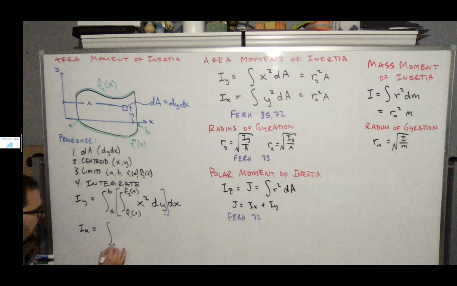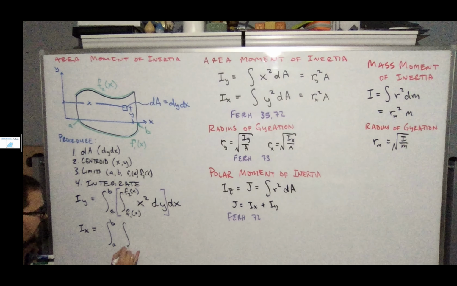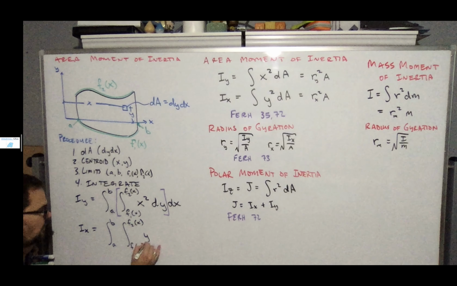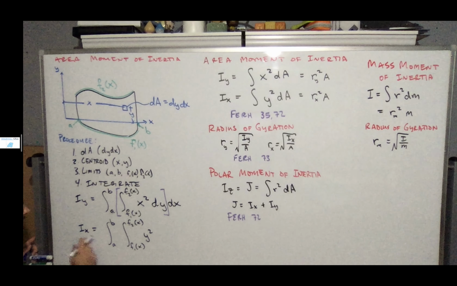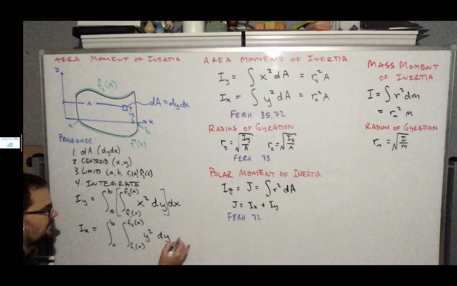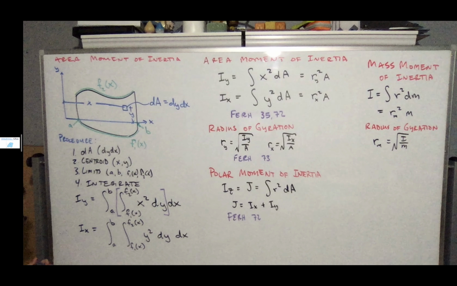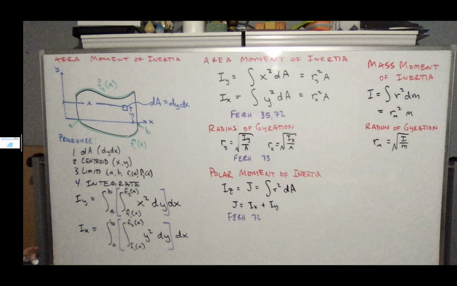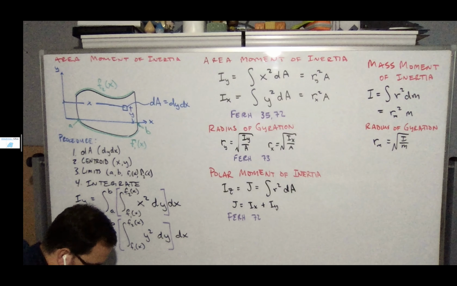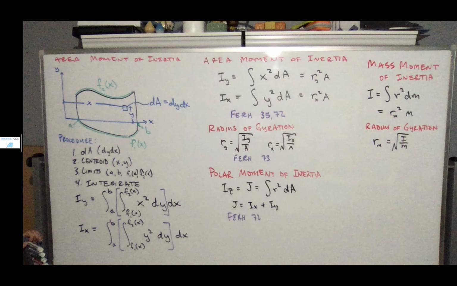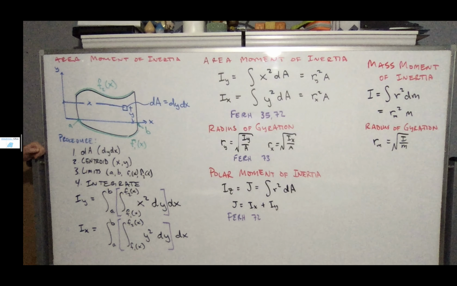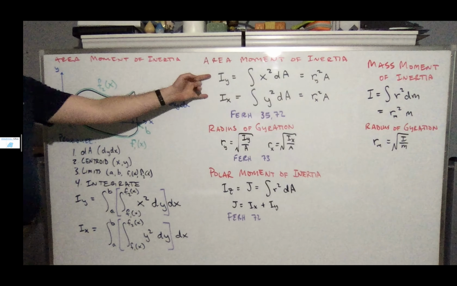Ix is going to be the integral from a to b, integral f1(x) to f2(x), y squared, because remember y is the perpendicular distance back to the x-axis, dy dx, with the same, integrate the inside part first, and then integrate the outside part. And so that's it. Now, that's very mathy. I agree, right? Very much a thing that's going to take us some effort to work out. But that will allow us to calculate the area moment of inertia.